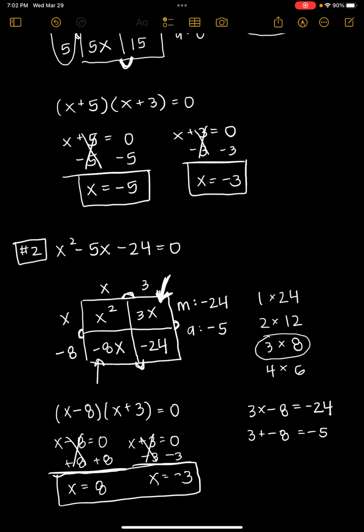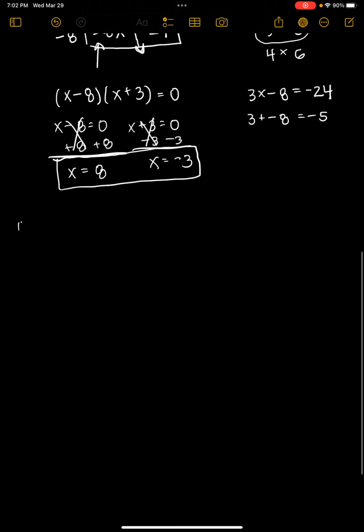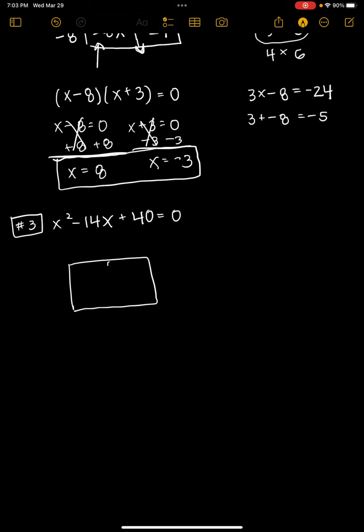All right, let's do it again with another example. So for the third example, we have x squared minus 14x plus 40 is equal to 0. We're going to set up our box once again. The x squared goes in the top left. The 40, this time it's positive, goes in the bottom right. We're trying to multiply to be the last number. So find two numbers that multiply to be 40 and then add to be the middle number, negative 14. Once again, I'm going to find the factors of 40.